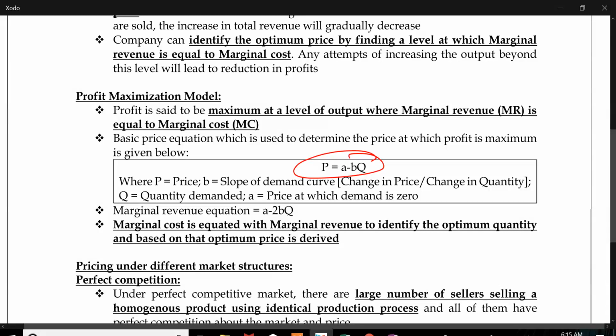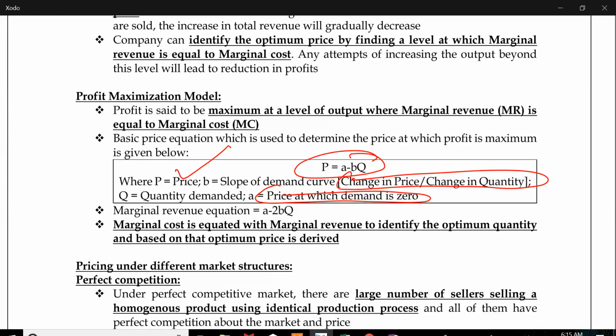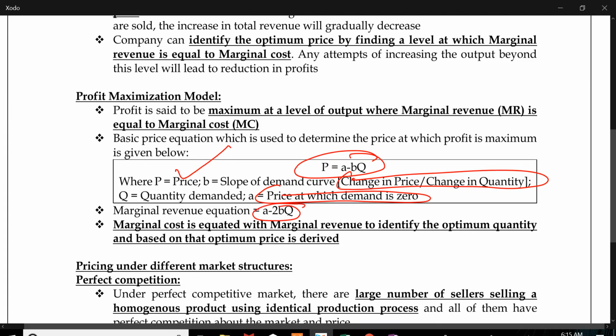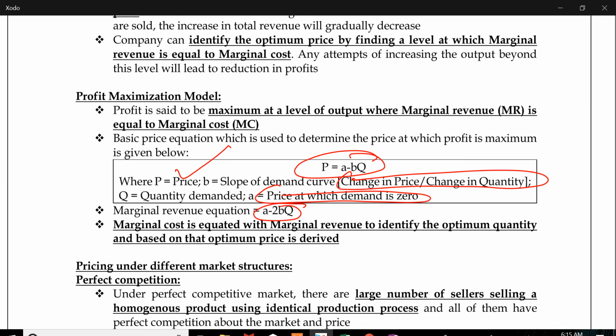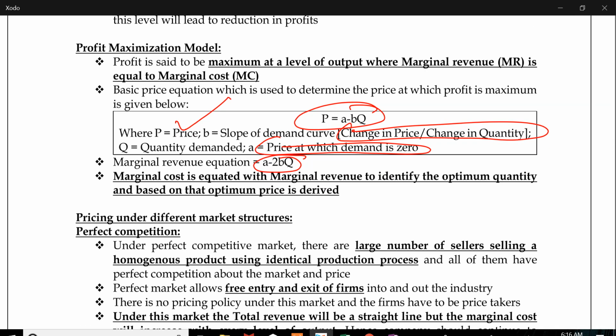Price equal to A minus BQ. P is price, B is the slope of the demand curve, change in price by change in quantity. A refers to the price at which the demand is 0. Marginal revenue equation is A minus 2BQ. You will have to remember these two equations. Sometimes the question may give the equation itself, or you may have to form it. Marginal cost is equated with marginal revenue to identify the optimum quantity. Based on that, the optimum price is derived.